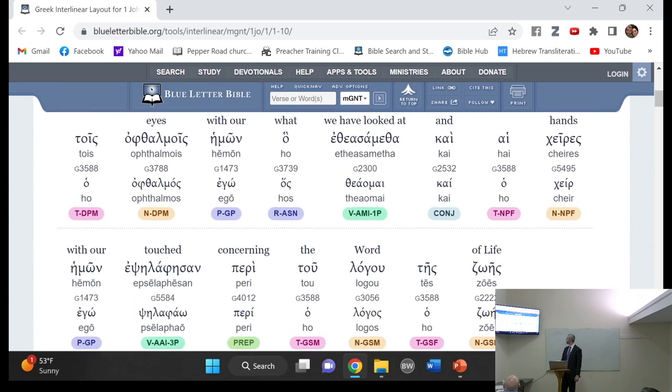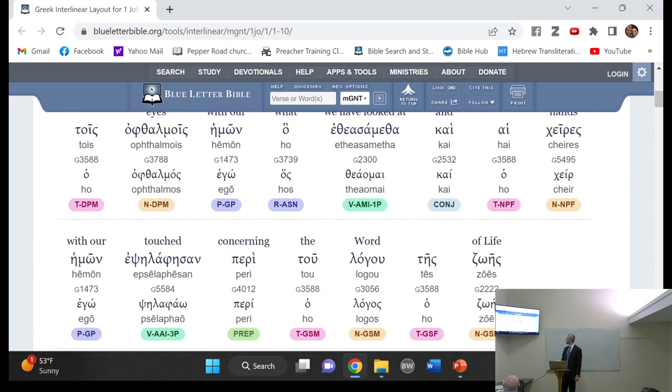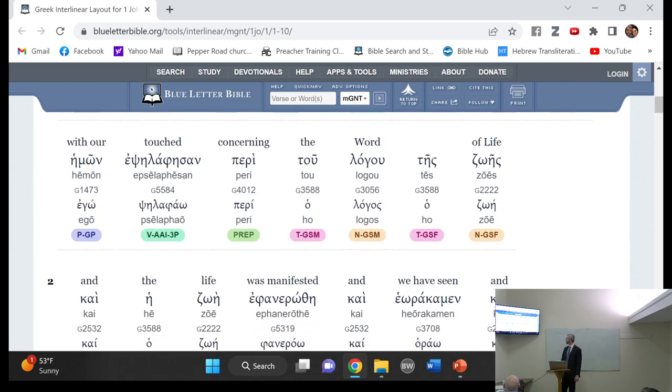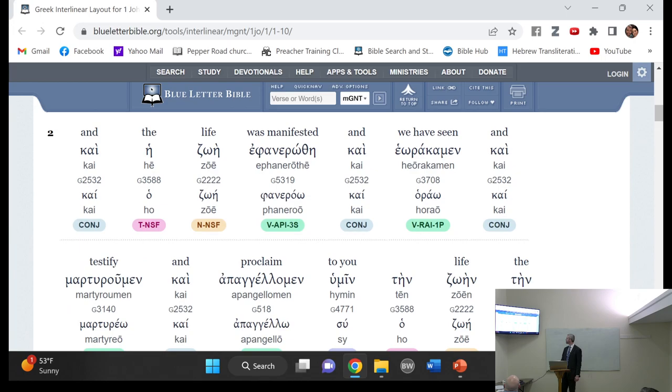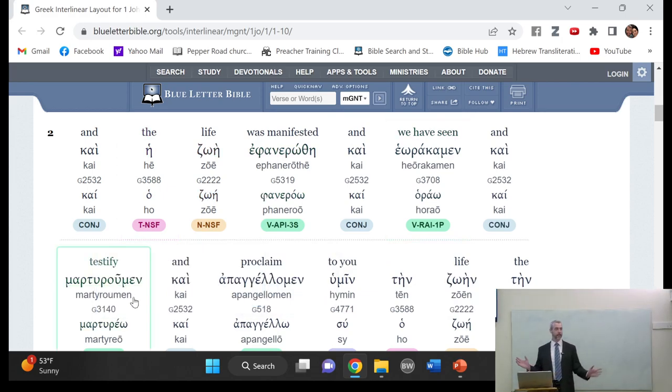Is it declare or preach? What verse is that? You don't get it till you get to verse 2. We testify and proclaim the life. Yep. So really what you're doing is you're saying, here's what we testify and have seen, and it's all that stuff before it. We'll talk more about relative clauses. That's what pushes the main verb all the way down.